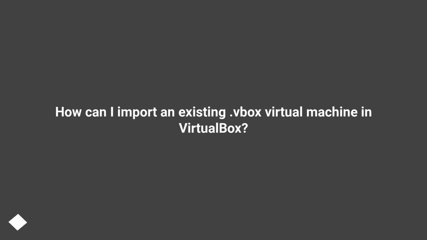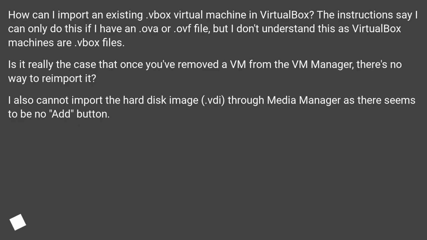How can I import an existing VBox virtual machine in VirtualBox? The instructions say I can only do this if I have an OVA or OVF file, but I don't understand this as VirtualBox machines are VBox files. Is it really the case that once you've removed a VM from the VM manager, there's no way to re-import it? I also cannot import the hard disk image, .vdi, through Media Manager as there seems to be no add button.